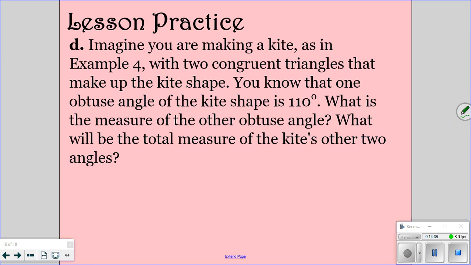Looking at one more practice problem. Y'all try this one by yourself. You're making a kite, as in example 4, with congruent triangles that make up the kite shape. One of the obtuse angles is 110. What is the measure of the other obtuse angle? What will be the total measure of the kite's other 2 angles? So y'all pause the video and then we'll go over it.